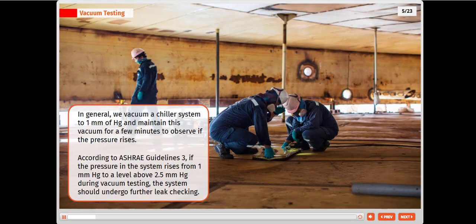In general, we vacuum a chiller system to 1 millimeter of mercury and maintain this vacuum for a few minutes to observe if the pressure rises. According to ASHRAE Guideline 3, if the pressure in the system rises from 1 millimeter of mercury to a level above 2.5 millimeters of mercury during vacuum testing, the system should undergo further leak checking.